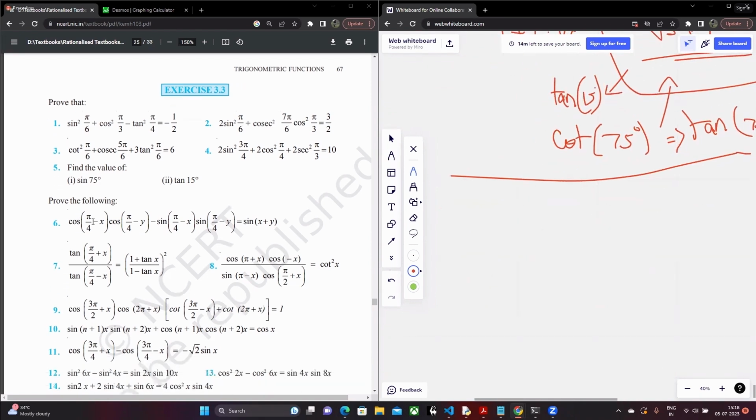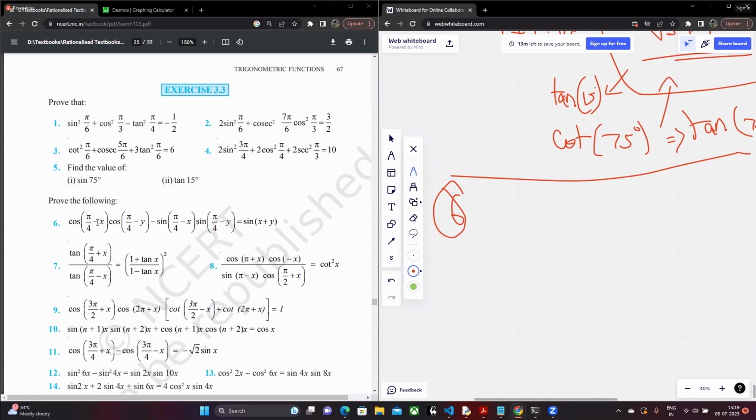From question number 6 onwards, it's going to be a little bit trickier because you're going to be working with variables x and y and not exactly standard angles themselves. So you're going to be using some kind of condensation formula, and so on and so forth. Question number 6 states that cos of pi by 4 minus x into cos of pi by 4 minus y minus sin pi by 4 minus x sin pi by 4 minus y is going to be equal to sin of x plus y.